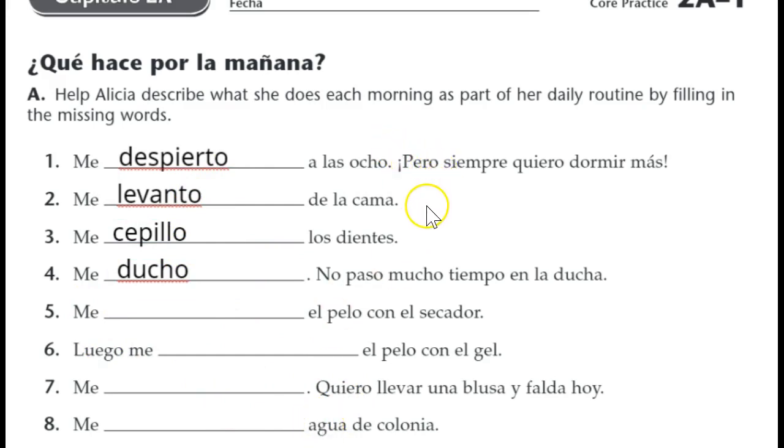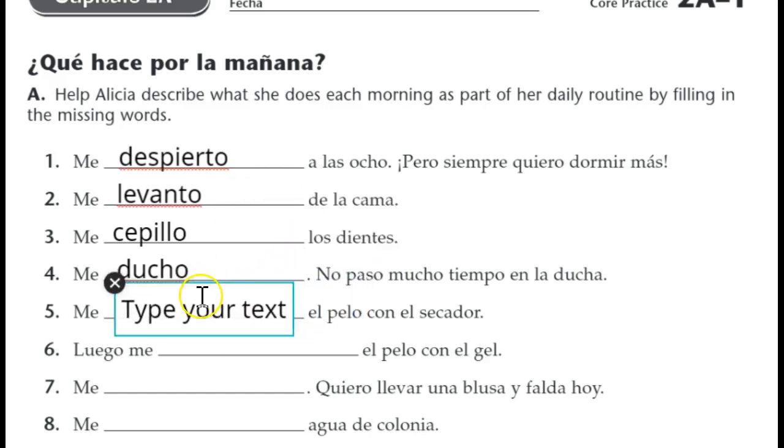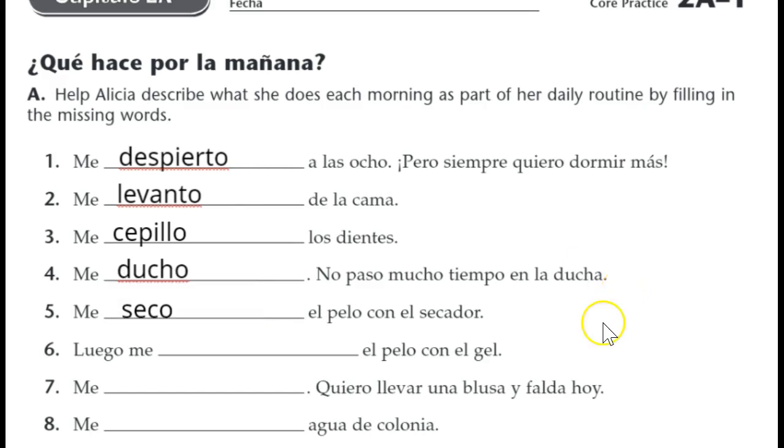She wakes up, she gets up, she brushes her teeth, she takes a shower. And then me, what does she do with her hair? Con el secador, right? That's the giveaway. It's the dryer, right? The blow dryer. So obviously she dries her hair. It would be me seco el pelo. I'll let you finish the rest.